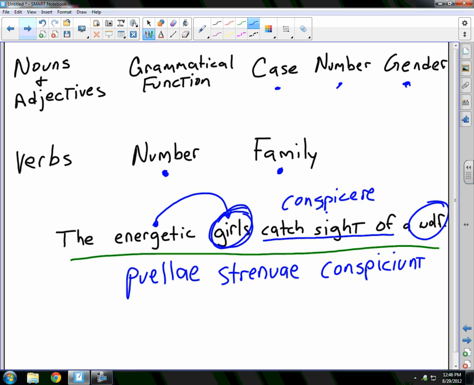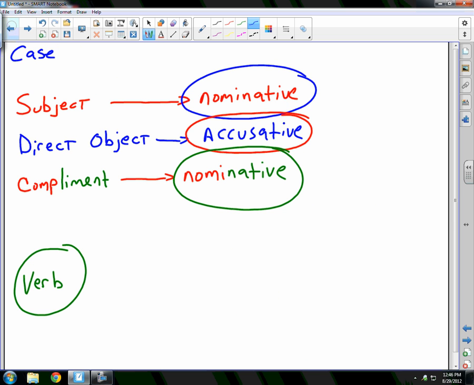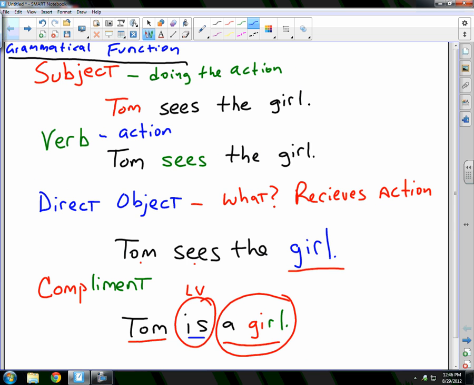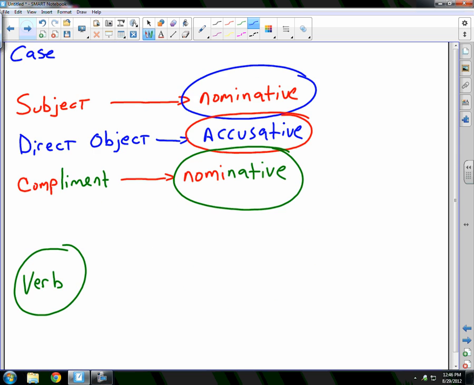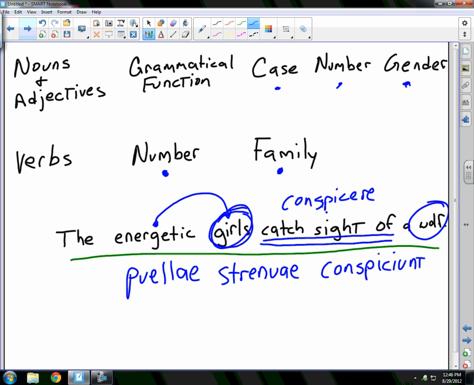Again, determine the grammatical function. Is it doing the action? Is it receiving the action? What do the girls catch sight of? And remember, if I go back to my grammatical function page, you remember that I told you that direct objects answer the question what? In this case, what do the girls catch sight of? Wolf. So that tells me that it's the direct object. So the grammatical function of wolf is direct object.